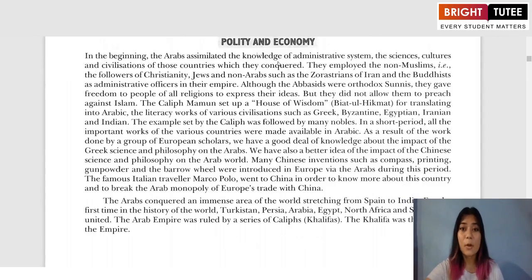Now let us look at the polity and economy of Arabia. In the beginning, the Arabs assimilated the knowledge of administrative system, the sciences, culture, and civilization of those countries which they conquered. As the Arabs conquered their neighboring areas or regions, they assimilated the knowledge that they could get: the political system, the administrative system, science, culture, technology, civilization, etc. So they were learning from the people that they conquered.